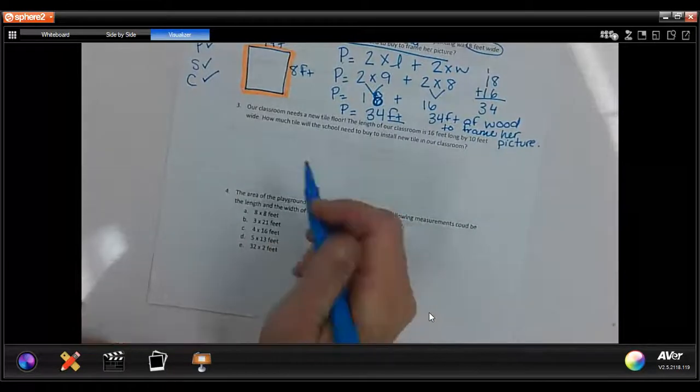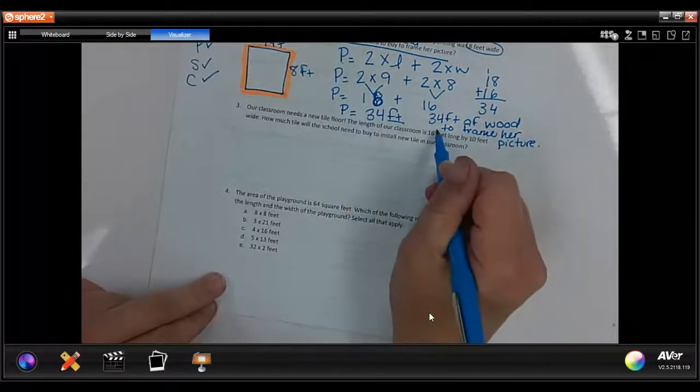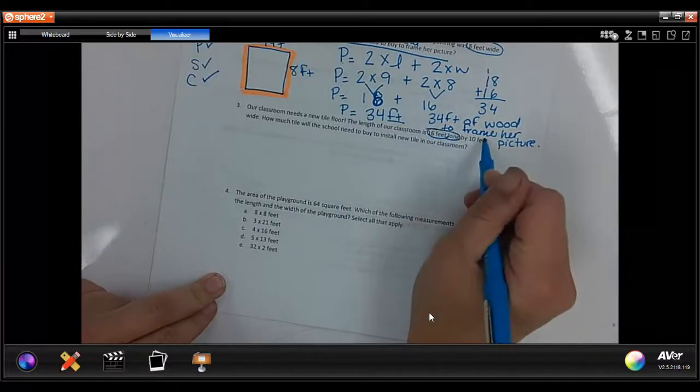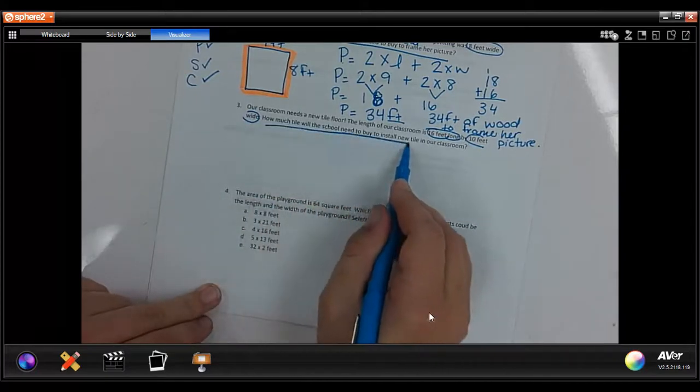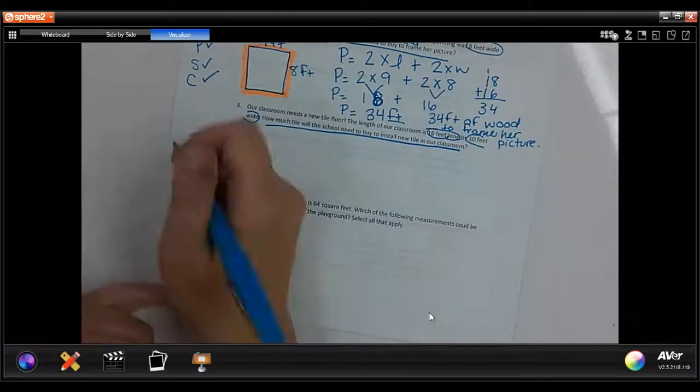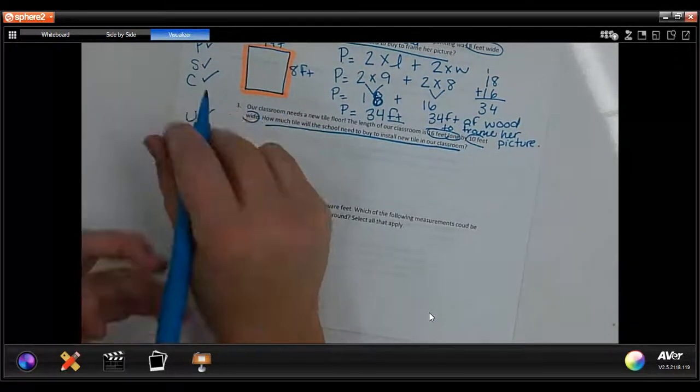Next, number 3. Our classroom needs a new tile floor. The length of our classroom is 16 feet long by 10 feet wide. How much tile will the school need to buy to install new tile in our classroom? So first I'm going to understand my problem. So I understand that we need a new tile floor, and I know how long it is and how wide the classroom is. I know I need to find out how much tile we will need to install the new tile in our classroom. I'm going to plan it out by drawing a picture.